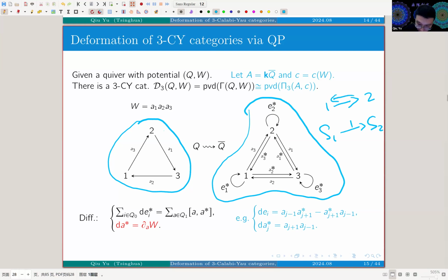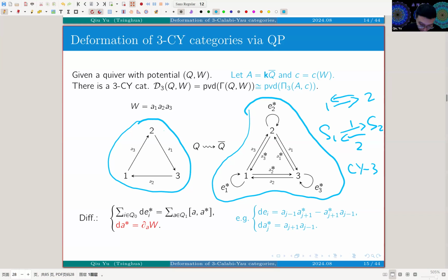And if we double the edge, then we will double the Hom space. So then we will have Ext^1 between S1 and S2, and then Ext^2 between S2 and S1. So it will be Calabi-Yau 3. So that's the doubling procedure from the quiver point of view.